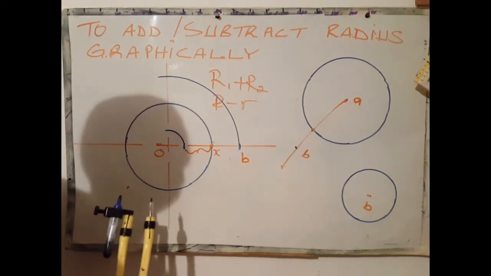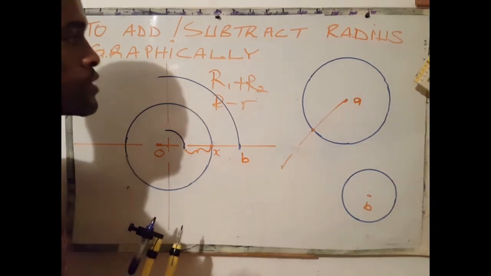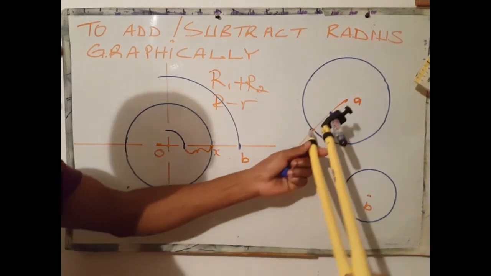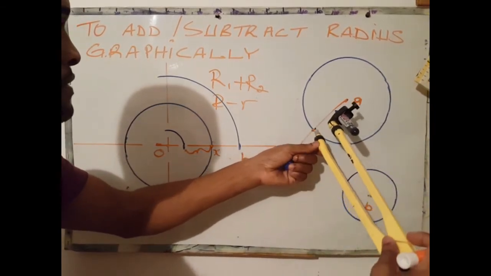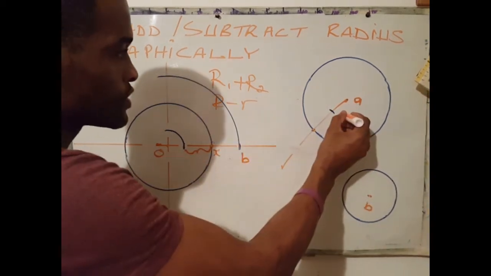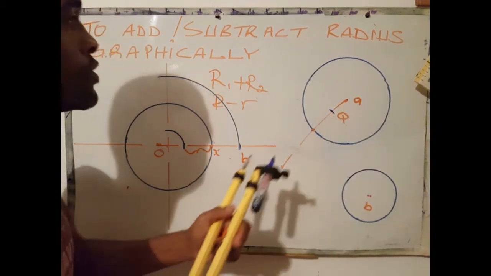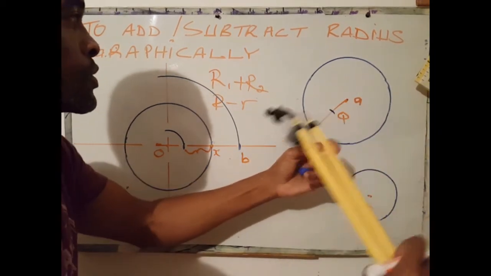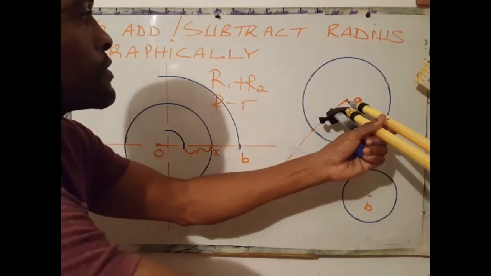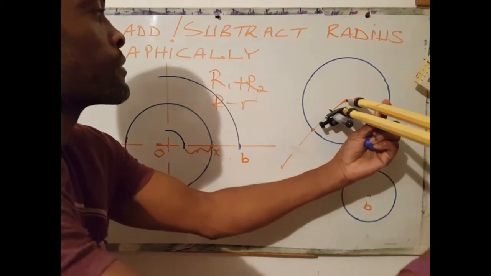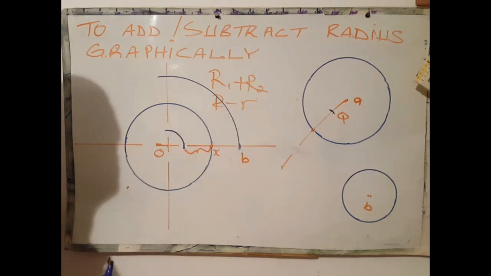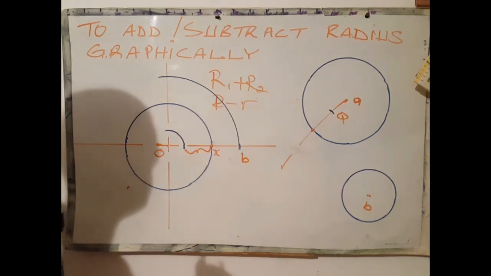In like manner, if you wish to subtract the smaller radius from the large radius, using here as center, scribe inward. What is left? Let's label this Q. AQ would be the remainder. So if we should draw an arc or a circle, we would place our compass here as center, and we would scribe. Alright, so that's basically the principle of adding and subtracting radius.